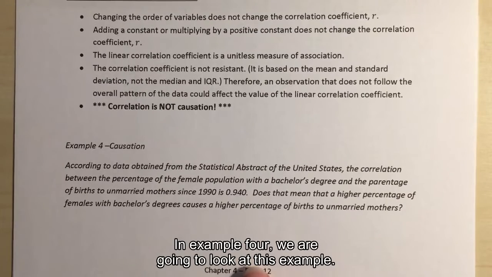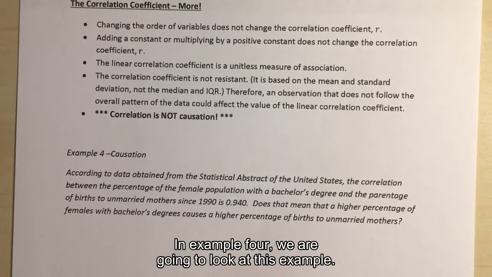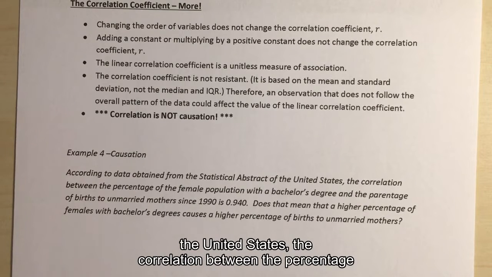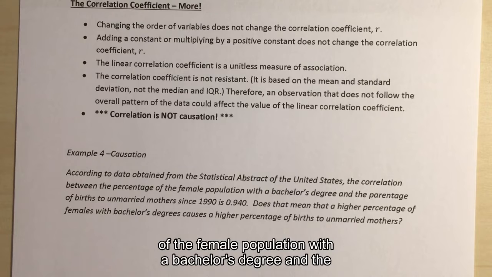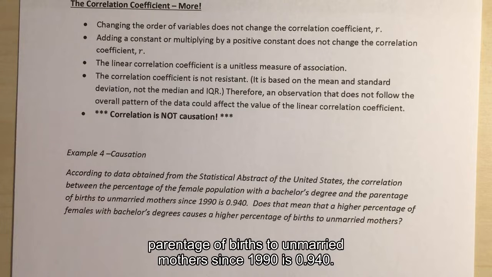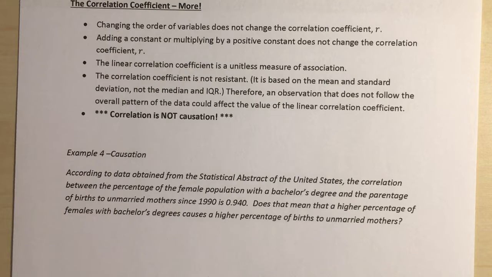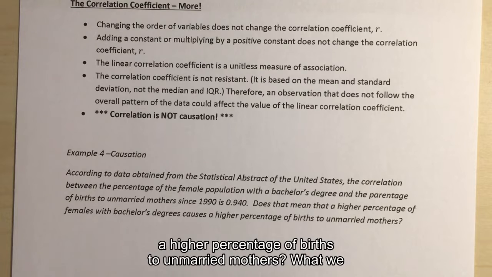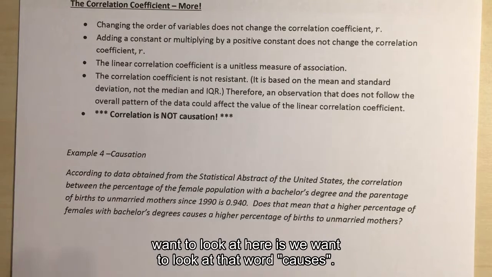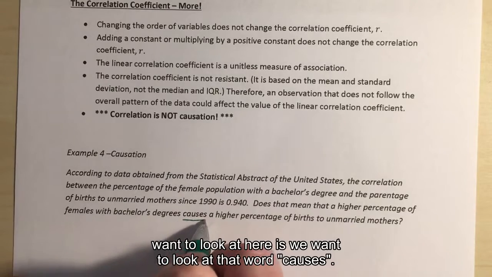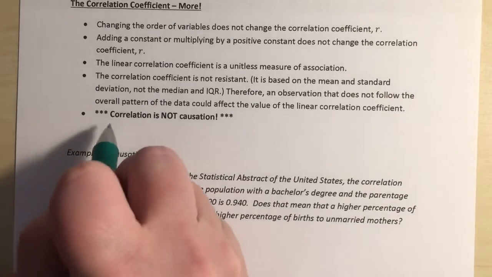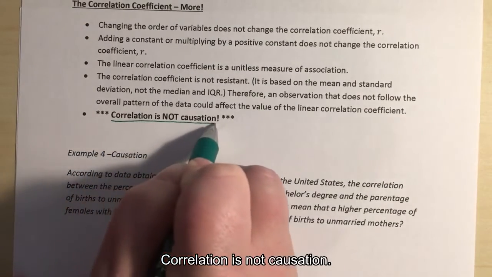So in example 4, we are going to look at this example. According to data obtained from the Statistical Abstract of the United States, the correlation between the percentage of the female population with a bachelor's degree and the percentage of births to unmarried mothers since 1990 is 0.940. Does that mean that a higher percentage of females with bachelor's degrees causes a higher percentage of births to unmarried mothers? What we want to look at here is that word causes. Just because we have a large number here, we cannot use this word causes. Correlation is not causation.